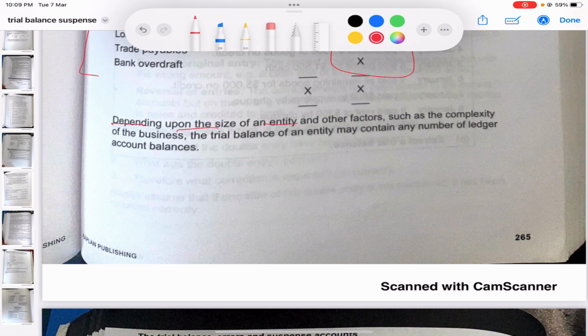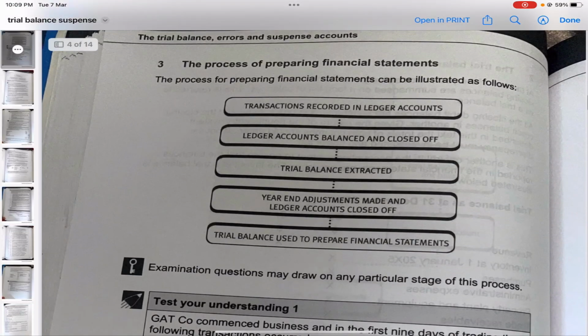Depending upon the size of an entity and other factors, the trial balance may contain any number of ledgers. So it depends on every particular company. However many ledgers you've opened, however many accounts you have, according to that you are going to have the number of items in the trial balance.